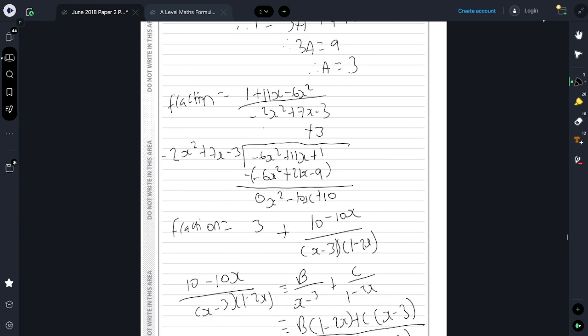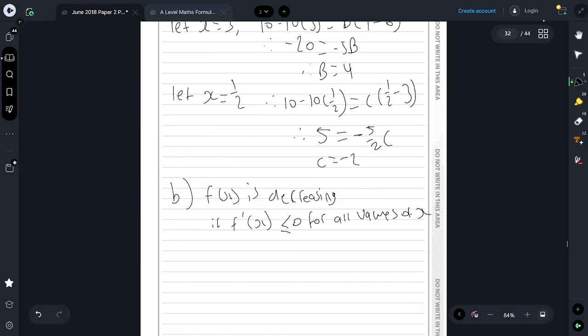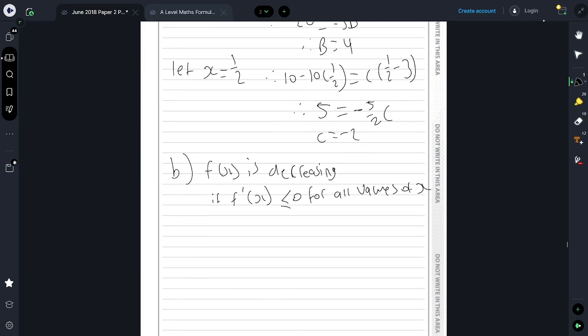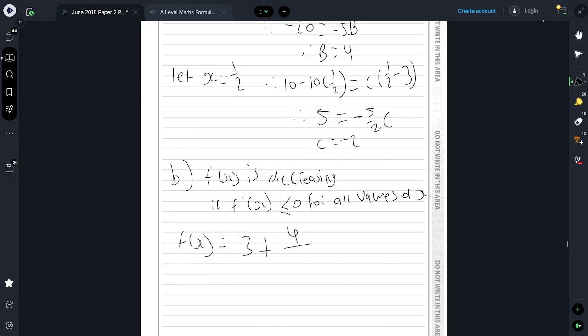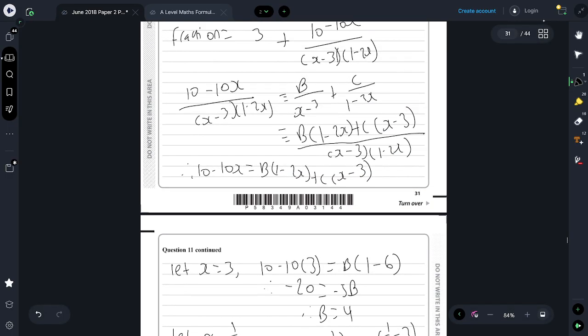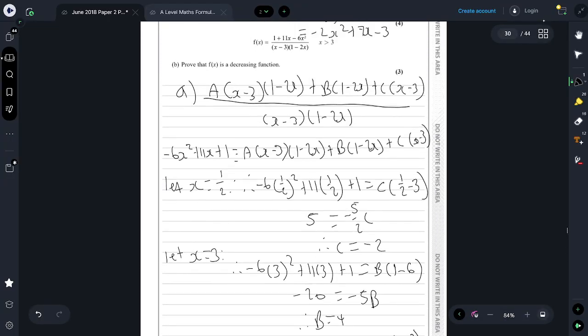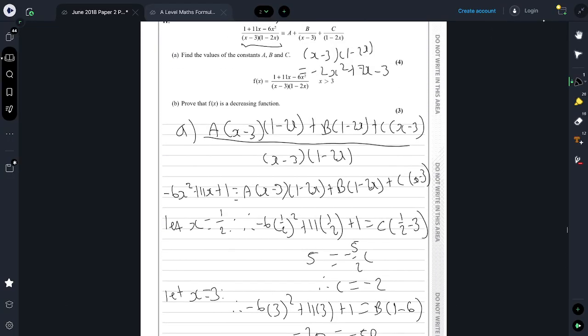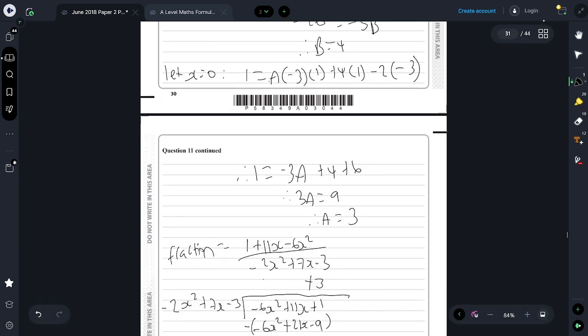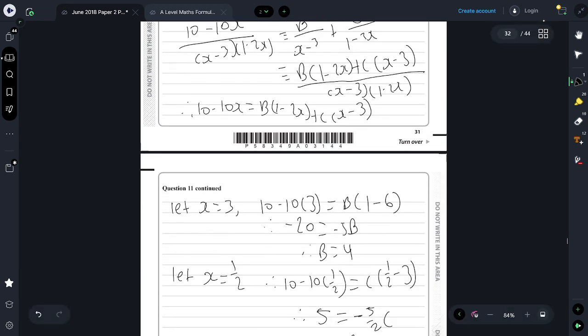So it said to prove that it's decreasing. But they told us in part A this alternative way of finding the missing values. So 3 plus 4 over, what was it? 3 plus 4 over x minus 3, was it? Yeah, x minus 3 plus c over 1 minus 2x.